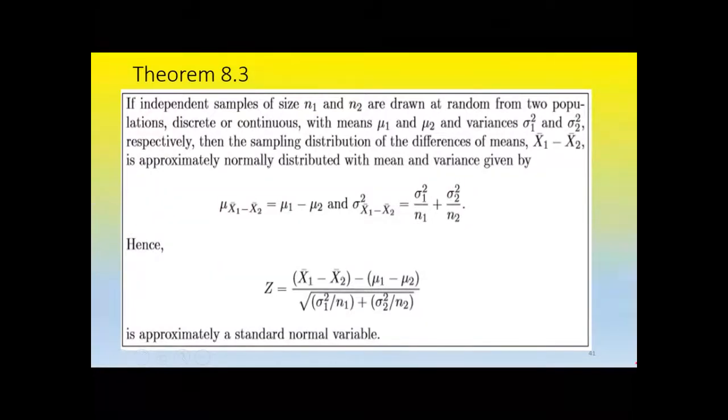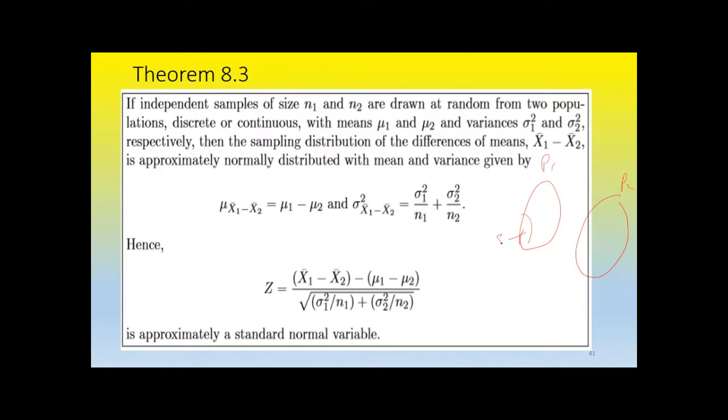Isn't it? You have one population, call it population 1, and another population 2. From here you take a small sample S1, and from the other a sample S2. Population 1 has mean mu1, where sigma 1 is the standard deviation. This is for mu2 and sigma 2. Now we are finding the sampling distribution of the means. For this particular sample, the mean is x1 bar. For this sample, the mean is x2 bar.